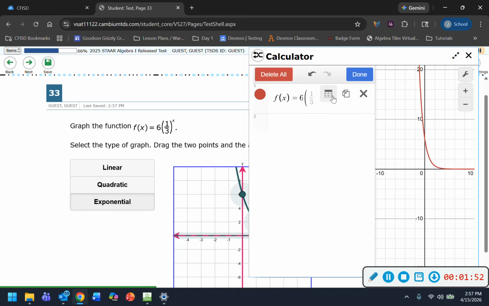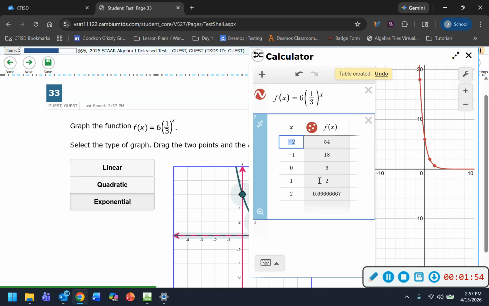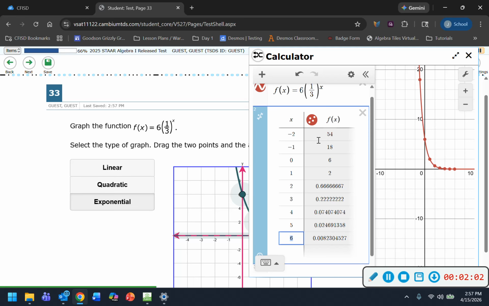From here, build a table with it, and now we've got our points that we could choose. Obviously, the 2 points I picked are the only ones that are going to be easy to graph. All of these are decimals, and all of the ones up here are too large.